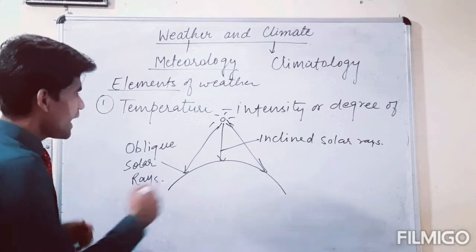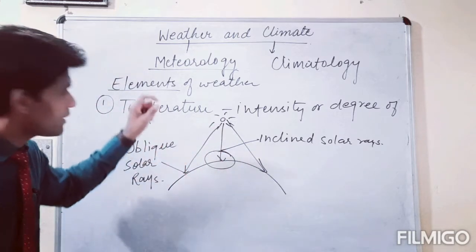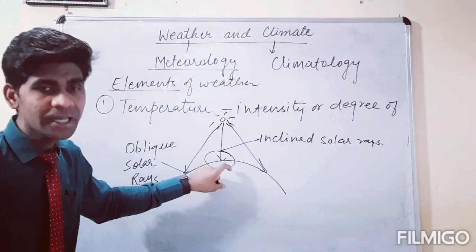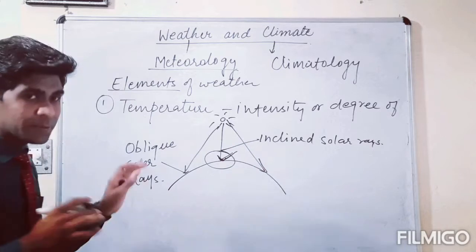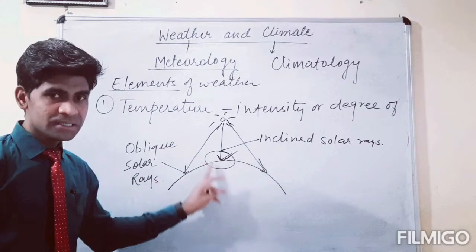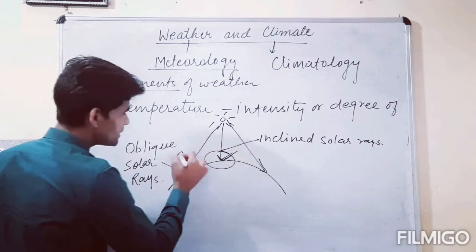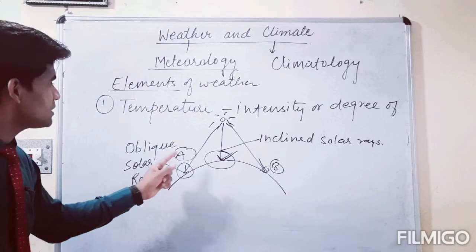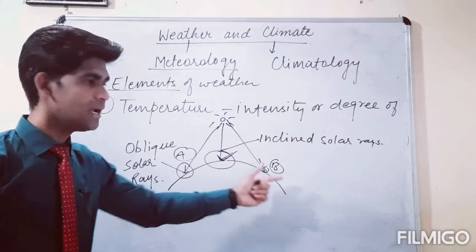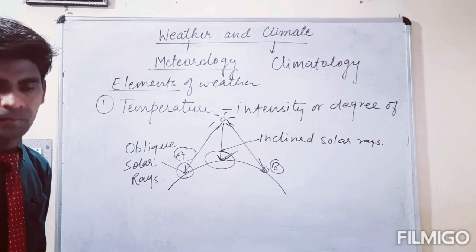So look at this particular region on which the solar radiations are inclined at 90 degrees. That will receive the maximum amount of heat. It means the temperature of this region will be higher as compared to these two regions A and B, because the solar radiations on places A and B are received as oblique rays from the sun.